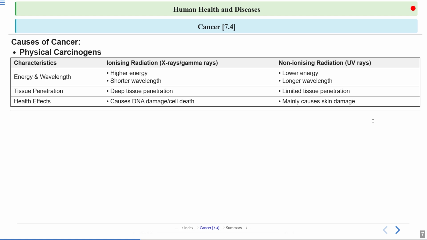Now, non-ionizing radiation like UV rays from the sun or tanning beds have less energy and longer wavelengths. So they mainly affect the surface like the skin, causing damage that can also lead to DNA mutations and increase the risk of skin cancer. While UV rays don't penetrate as deeply, prolonged exposure to high doses can still have harmful effects. So these are physical carcinogens, ionizing and non-ionizing radiations. Both of them can cause cancer.